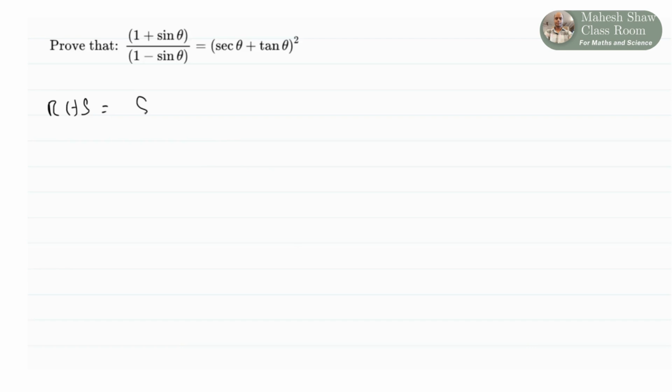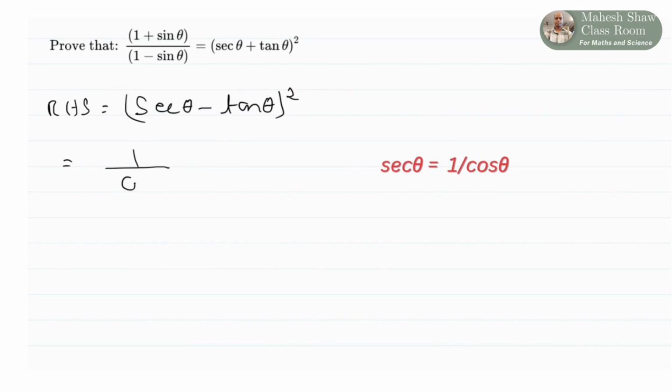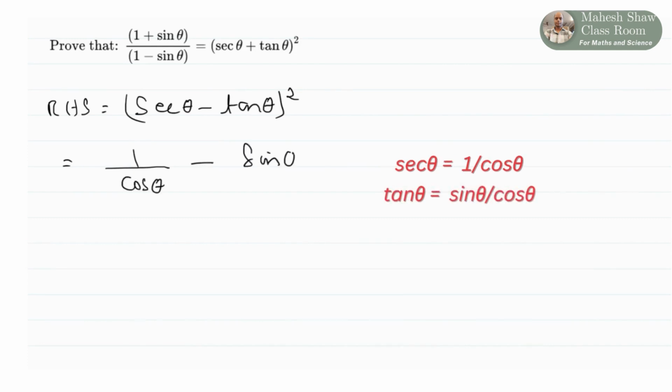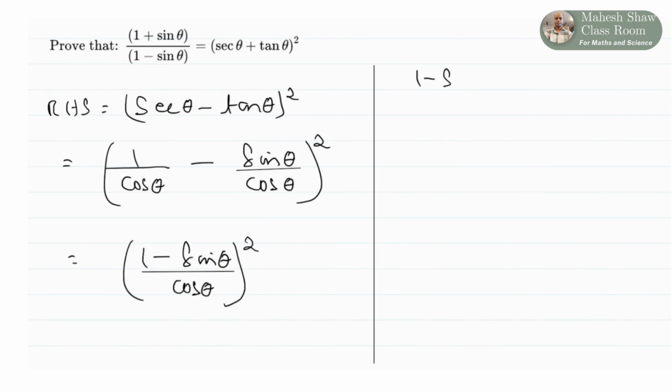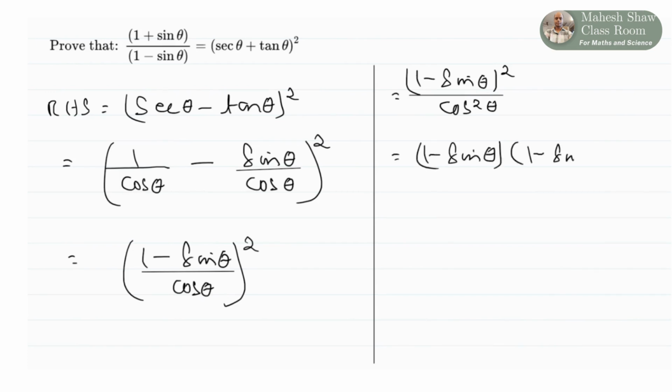We have RHS as secant theta plus tan theta, the whole square. Now we can write secant as 1 by cos theta and tan as sin theta by cos theta, that whole square. Now taking cos as LCM, we get 1 plus sin theta over cos theta, and then the whole square. Now separating their square, we can write 1 plus sin whole square divided by cos square theta. So 1 minus sin whole square can be written as 1 minus sin into 1 minus sin, and cos square theta can be written as what? 1 minus sin square theta.